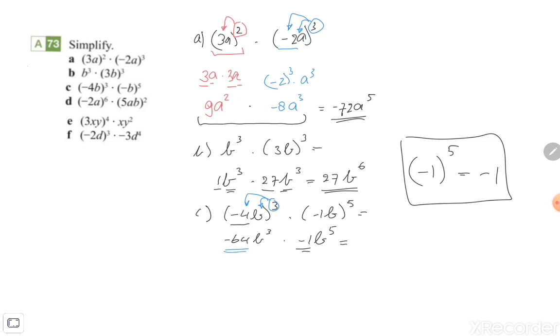Because minus 64 times minus 1 is a positive number, 64, and then b to the power of 3 times b to the power of 5 is b to the power of 8. There you go, and that's exercise C.